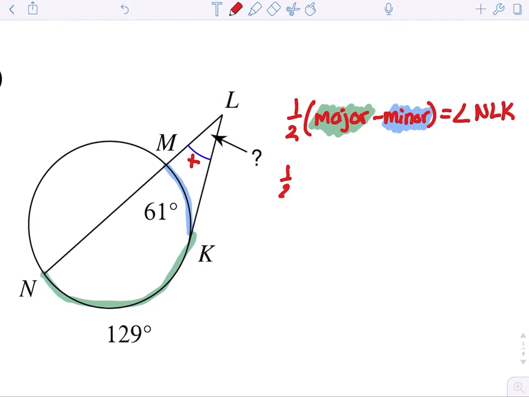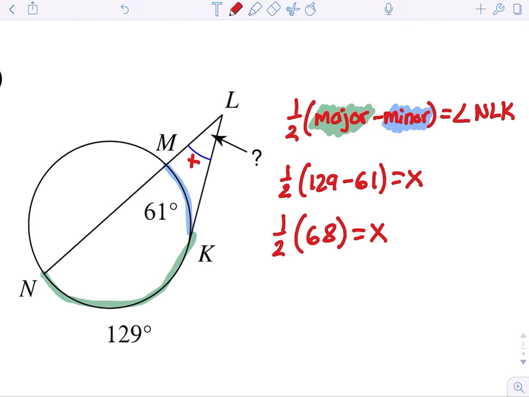So 1/2 the major, which is 129, minus the minor, which is 61, is equal to angle NLK, which I'm just going to denote as x. Okay, so 1/2. 129 minus 61 is 68, equal to x. Half of 68 is 34 degrees. So that angle is 34 degrees.